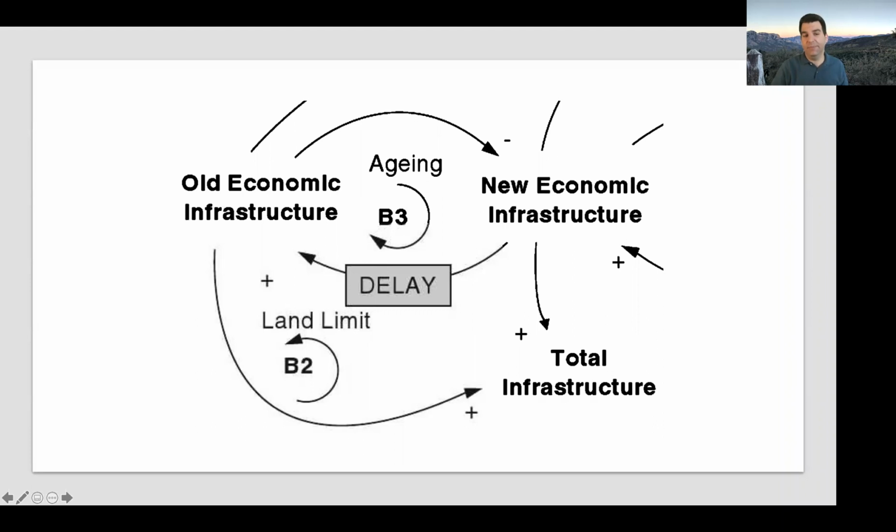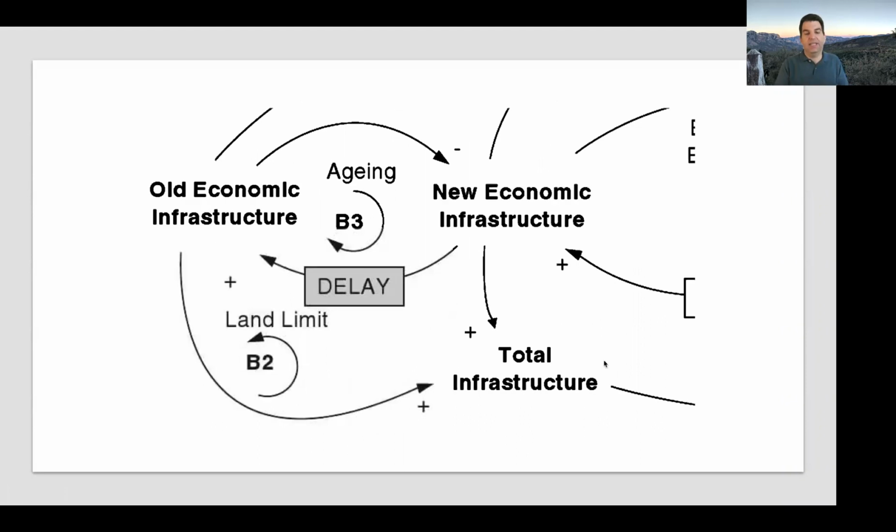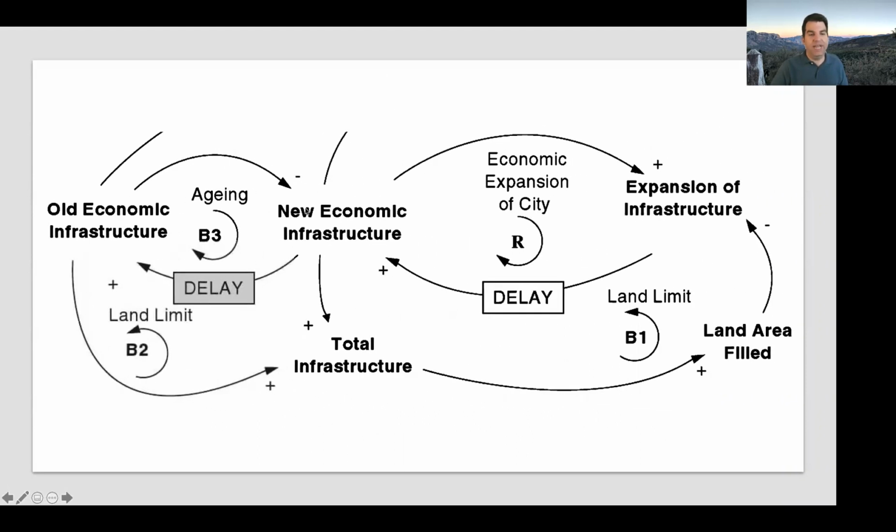And then this old economic infrastructure is still included in the total infrastructure, so it's not going to help with this land limit. The old economic infrastructure and the new economic infrastructure together take up the total infrastructure, which ends up being your total amount of land. So these two things together, the fact that you run out of land and the stuff you're using becomes old and less useful, are two ways that will ultimately limit the activity of your city, according to this theory.